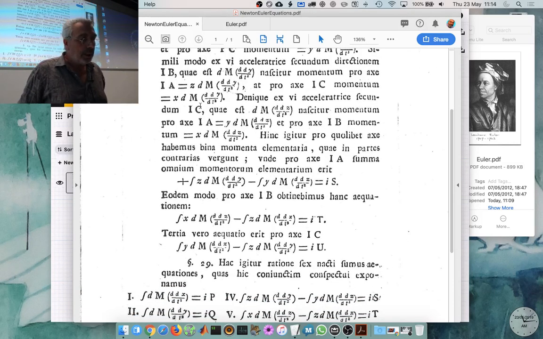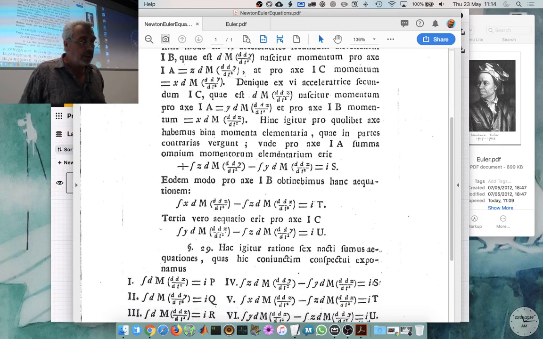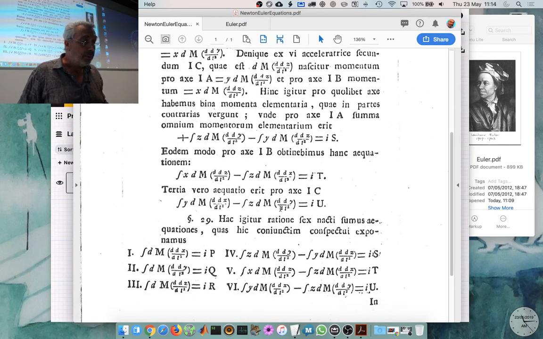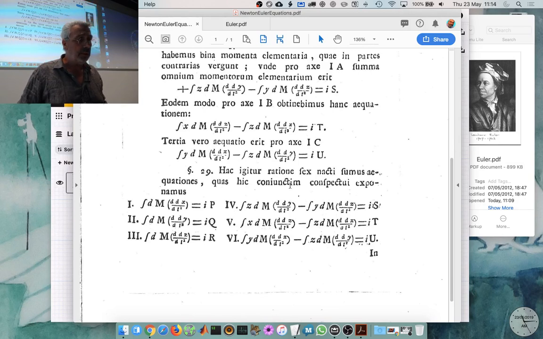And then he continues explaining how that all works, and then he says, so if we have one axis, then we have to take plus z times y double dot and minus y times z double dot. And also for the other two axes we get that. So finally, he then writes down his equations of motion.